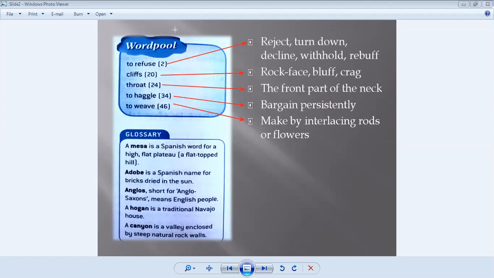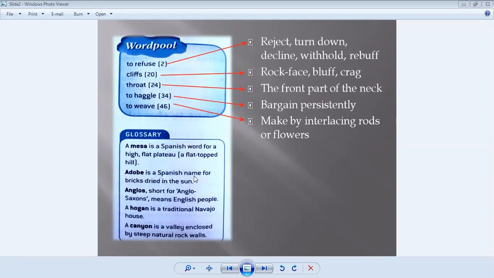So the glossary, we also have some glossary over here. A mesa is a Spanish word for a high, flat plateau. What does plateau mean? Tall, high, it's mountains, right? Hill. Flat-topped hills.